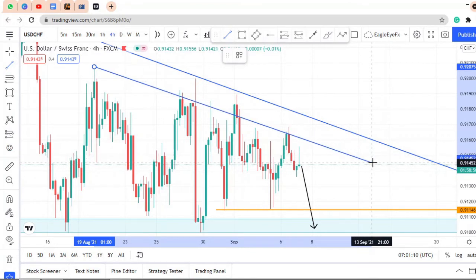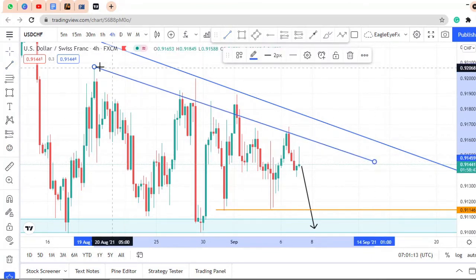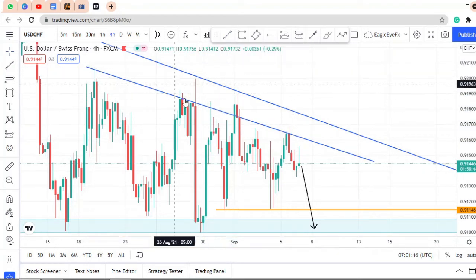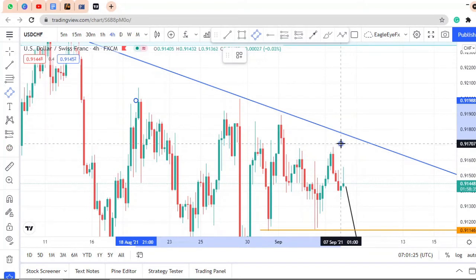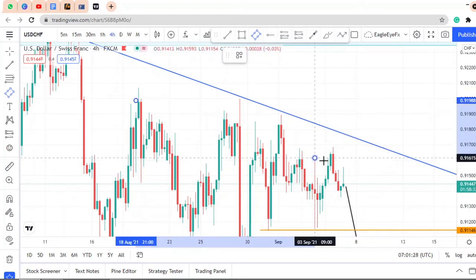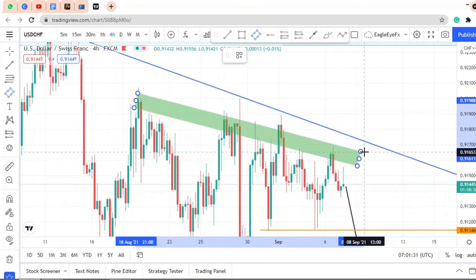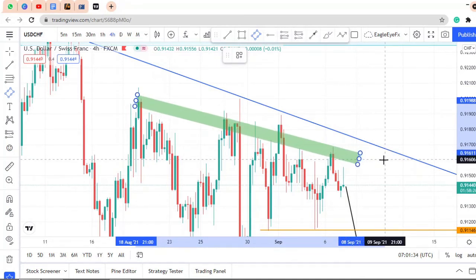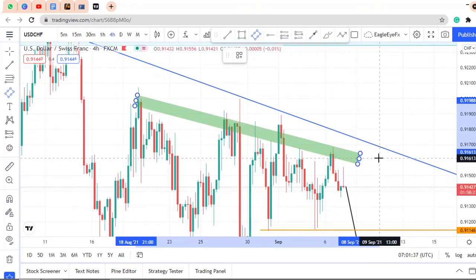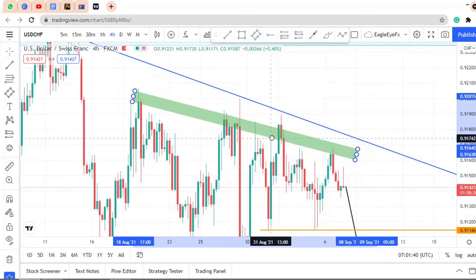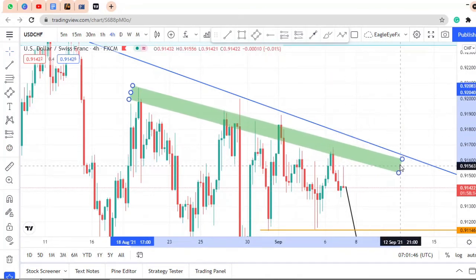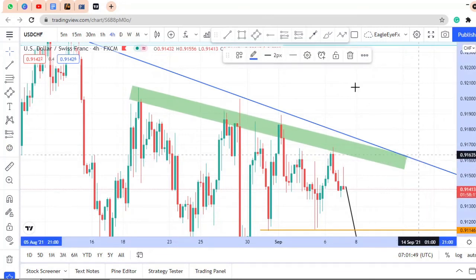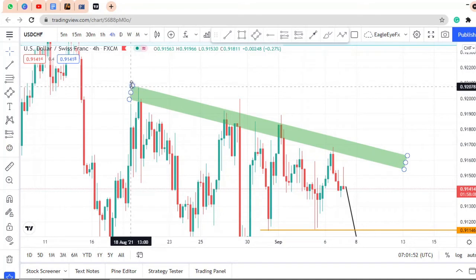somewhere around there, so that this level acts as a zone. Let me do this. This level acts as a zone. Okay, and this level acts as a zone like that. Okay, you can delete this so that it's more clear.